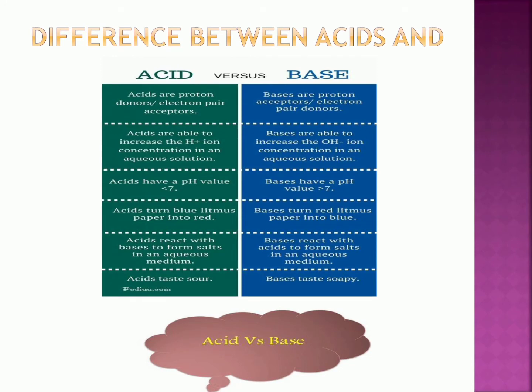Difference between acids and bases. Acids are proton donors or electron pair acceptors. Acids are able to increase the H plus ion concentration in an aqueous solution. Acids have a pH value lesser than 7. Acids turn blue litmus paper into red. Acids react with bases to form salts in an aqueous medium. Acids taste sour.